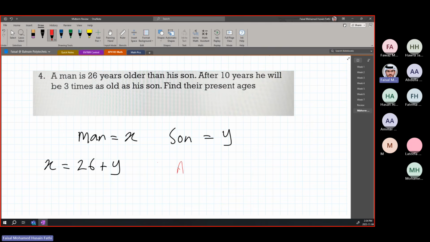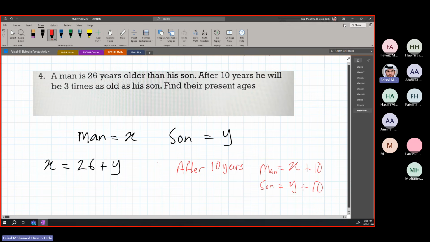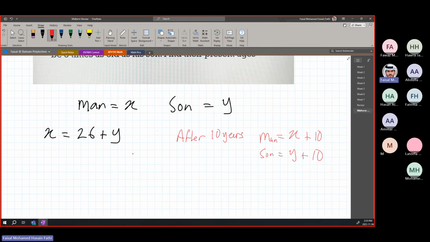After 10 years, the man's age will be x plus 10. If my age now is 20, after 10 years my age will be 30. So x plus 10 for the man, and the son is going to be y plus 10. After 10 years the son, who was 5, will be 15. That's basically it.